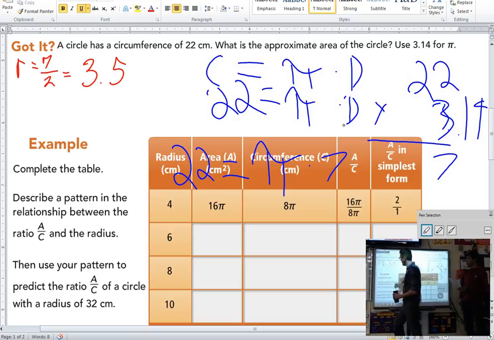That would give us 3.5. So then what would we do? Then area equals pi times radius squared. So then we use our formula.